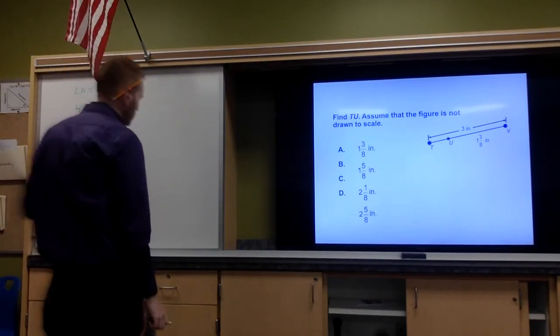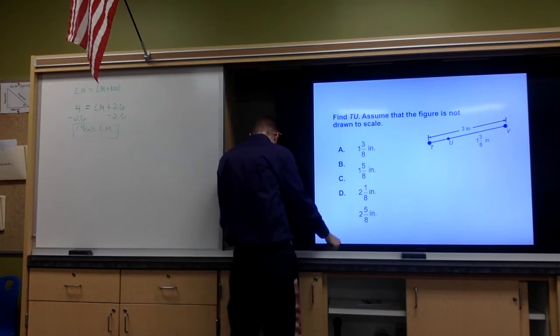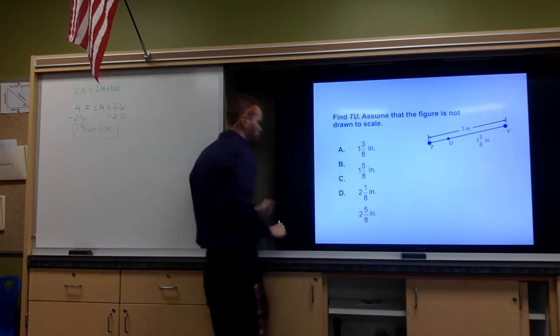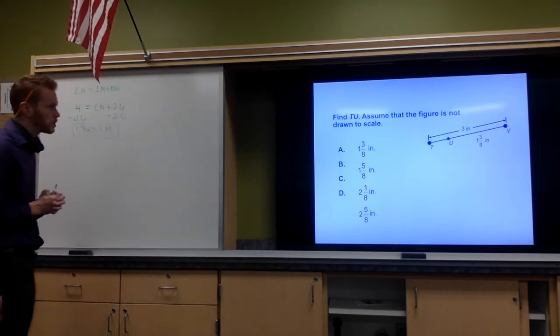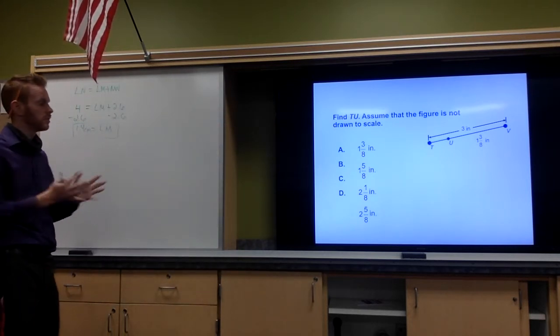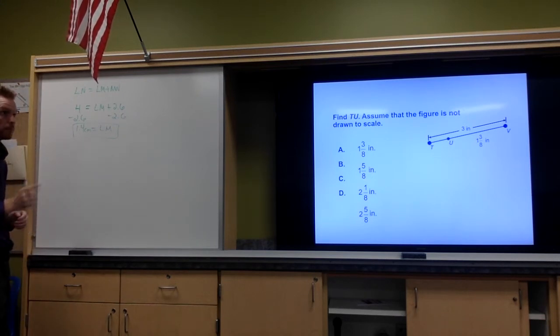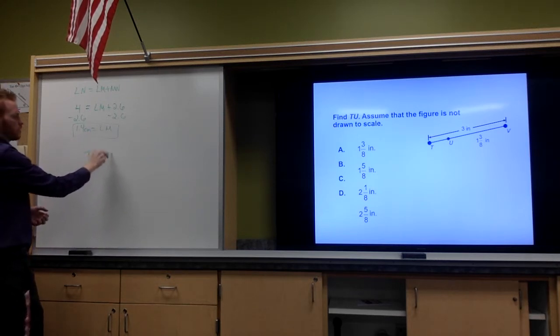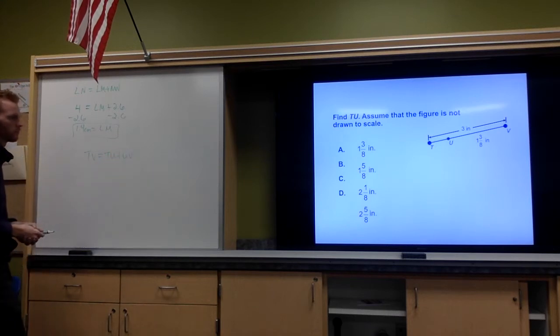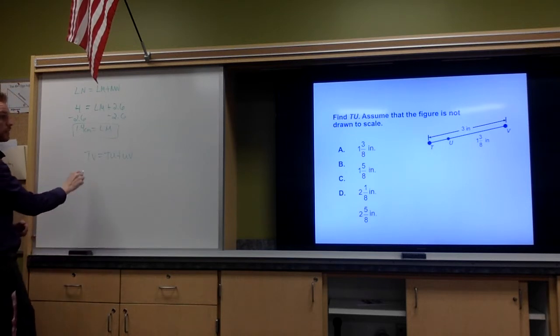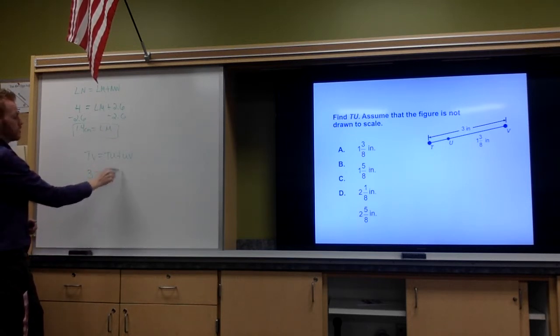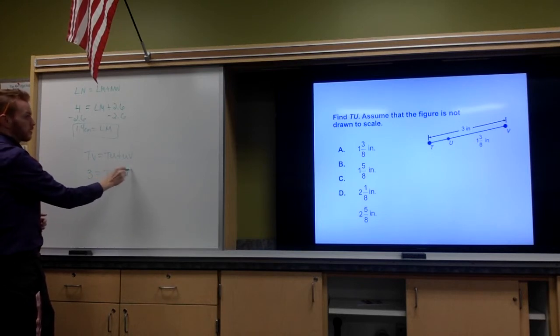Okay, last one, and then I believe we're going to shift just a little bit to something a little bit more involved. Find the measurement of TU, and I would encourage you to pause the video. It's been a long day, guys, it really has. So, TV is equal to TU plus UV. The whole thing equals the parts that add up to it. I know what TV is. That's 3 inches. I don't know what TU is, but I know what UV is. It's 1 3/8 of an inch.